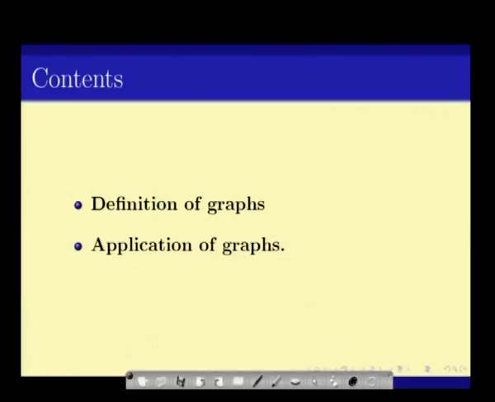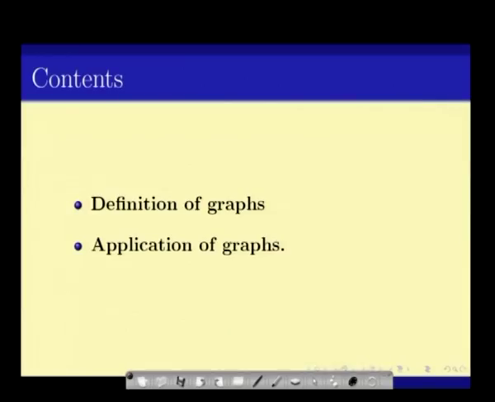Welcome to the UGC lecture series in computer science, and the topic is algorithms. Today we will be looking at graph algorithms. We will look at the definition of graphs, and at how graphs as combinatorial objects can be applied in our field.